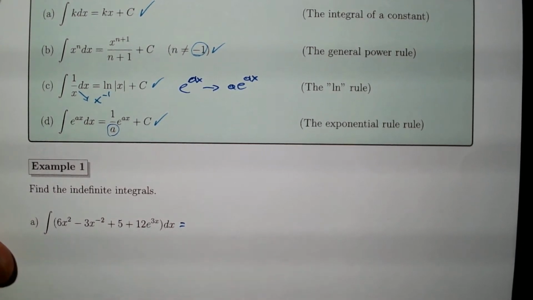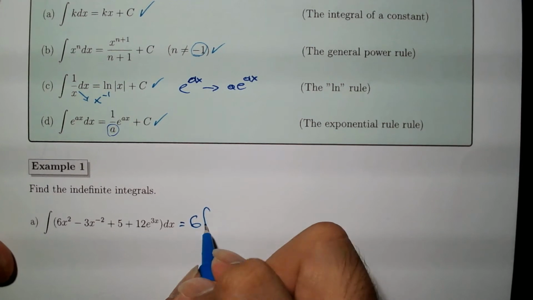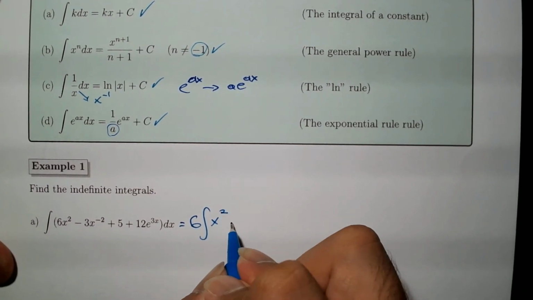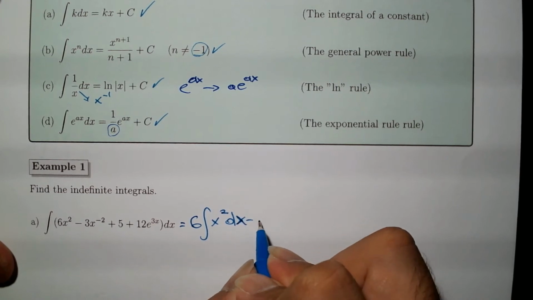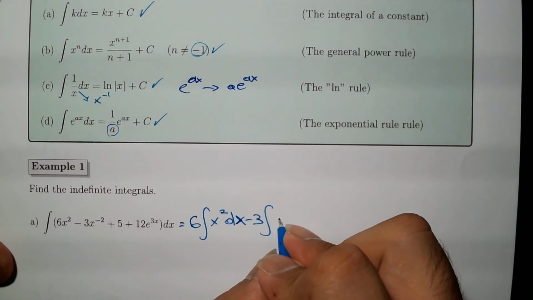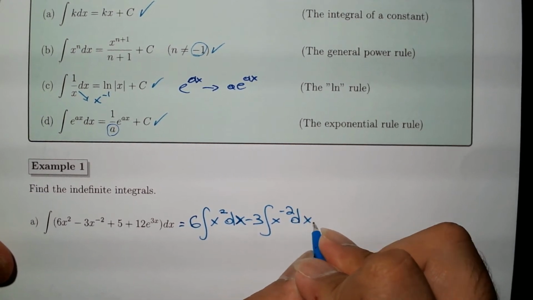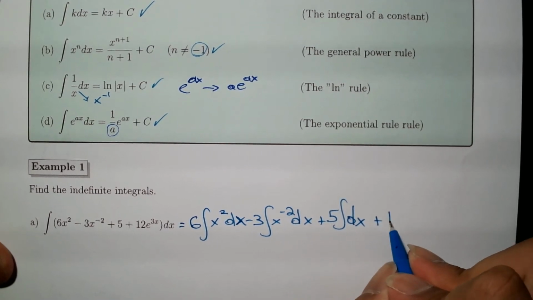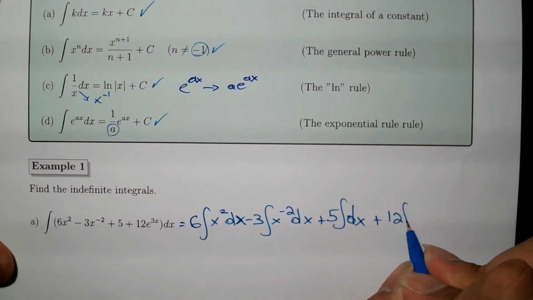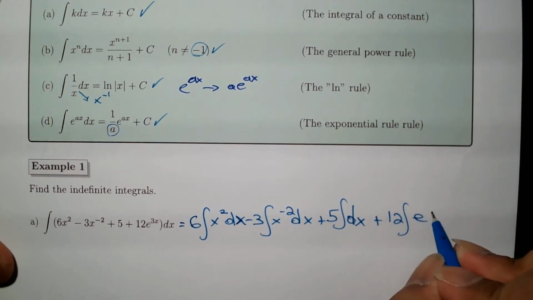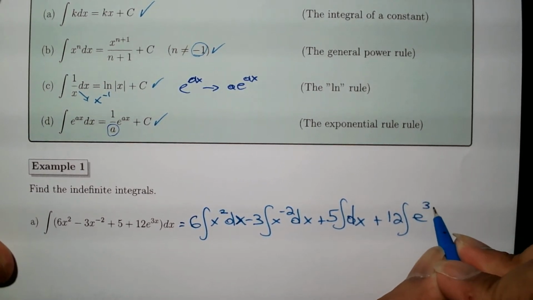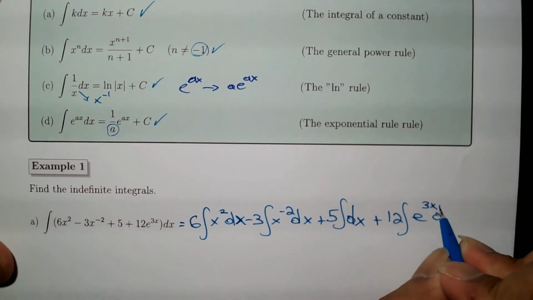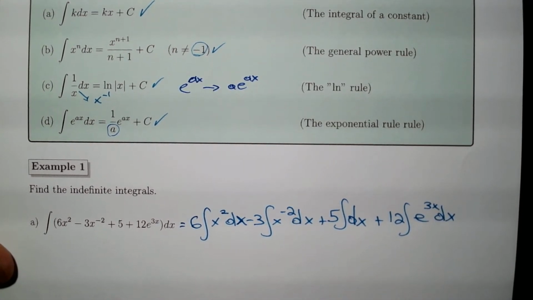I'm going to pull the constants outside of the integral, and all the x's I'm going to keep inside of the integral. So I'm going to have 6 times the integral of x squared dx minus 3 times the integral of x to the -2 dx plus 5 times the integral of dx plus 12 times the integral of e to the 3x dx. So we are going to evaluate four individual integrals here.